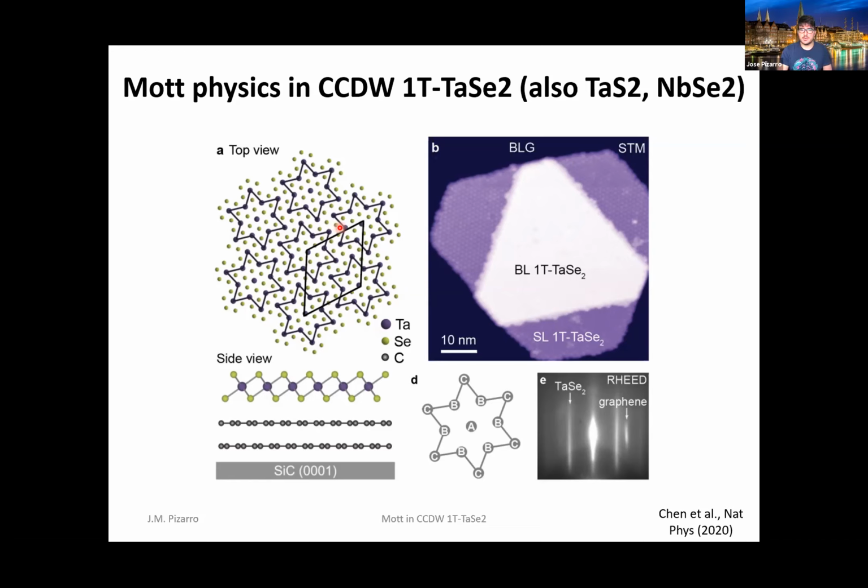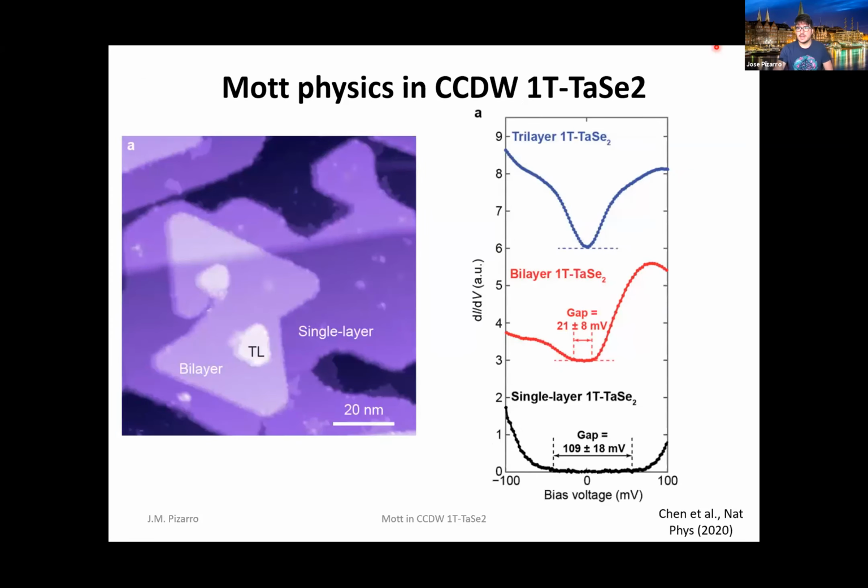Everything in this project was motivated by this work by Michael Crommie and collaborators, published in April 2019, last year. Basically they were able to synthesize this tantalum diselenide in the monolayer, bilayer, and trilayer limits. I will show you these band structures later, but I can anticipate that in the monolayer limit you have a relatively large gap, which is related to the fact that the system is indeed a Mott insulator. But once you add more and more layers, the system becomes less and less correlated, until for three or more layers the system is a weakly correlated semimetal.